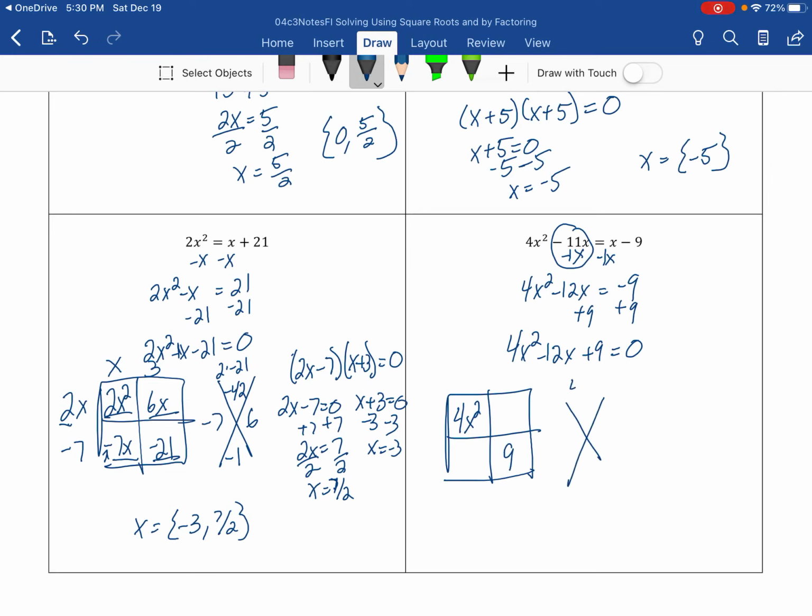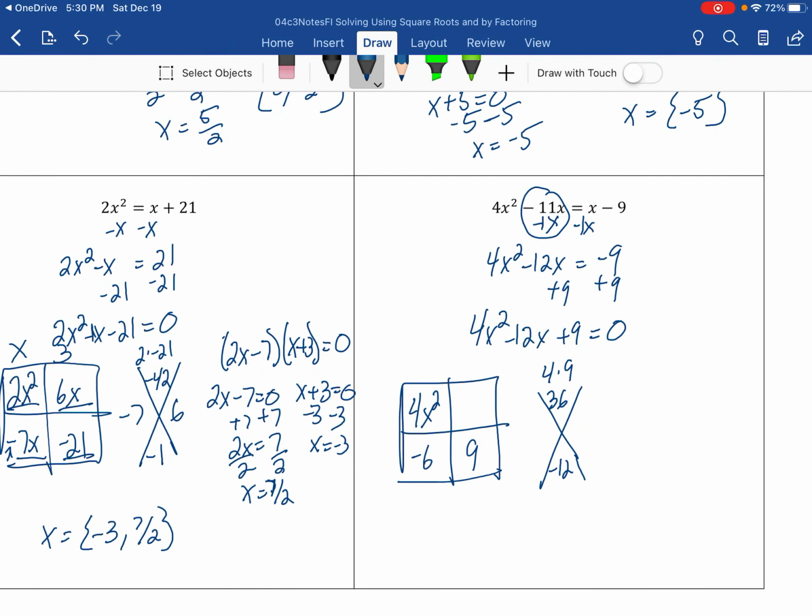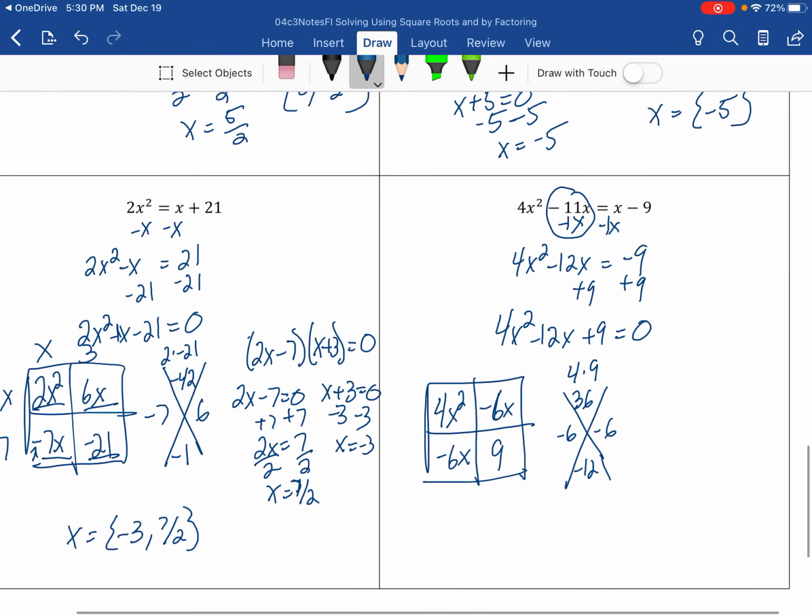So I have 4x squared and I have 9. I look for 2 numbers that multiply to be whatever 4 times 9 is, which is 36, and add to be negative 12. That's going to be negative 6x and negative 6x. Okay, you can use Desmos to figure those out.